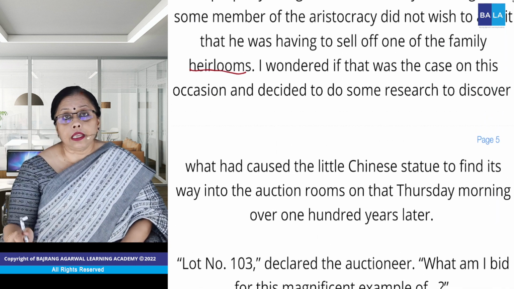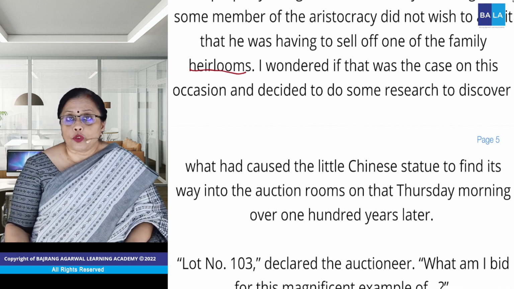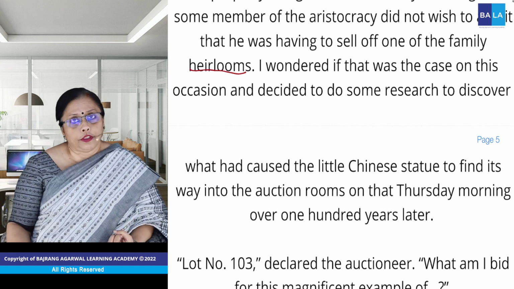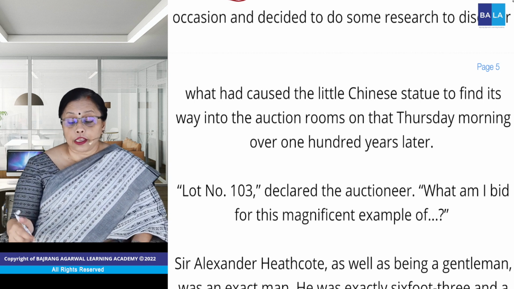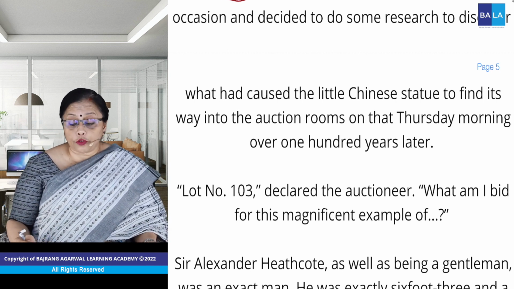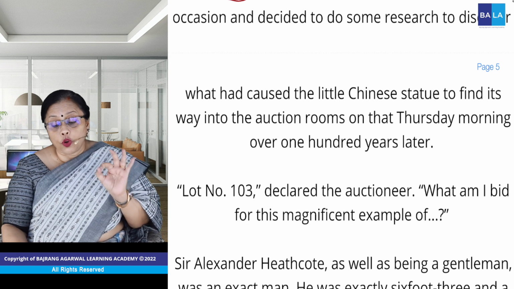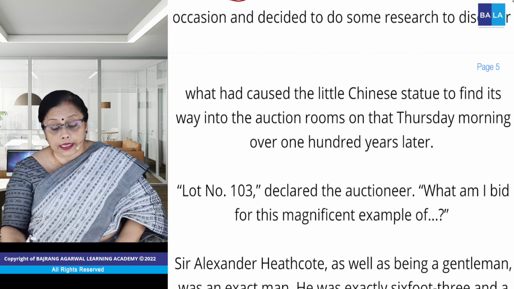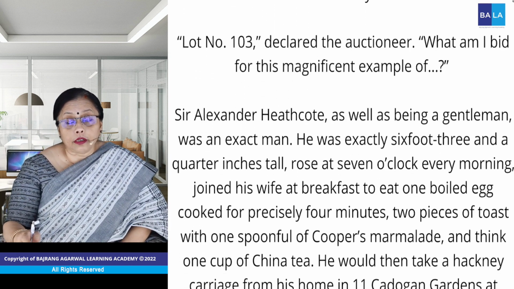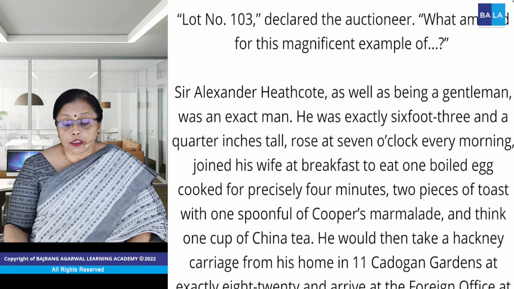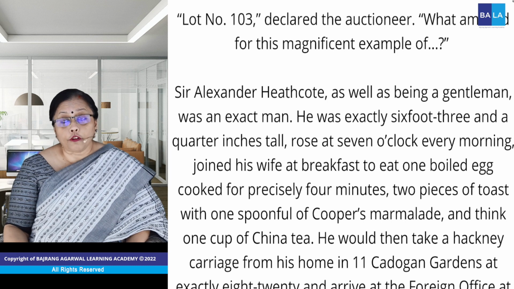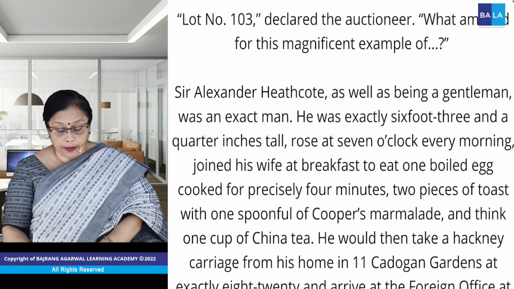So he said, let me see actually what is the history of this Chinese statue. What caused the little Chinese statue to find its way into the auction rooms on that Thursday morning over 100 years later? Again, the auctioneer said, Lot 103, what am I bid for this magnificent piece? And he put it up.